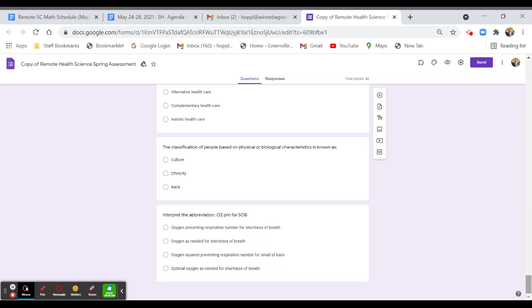Interpret the abbreviation. O2 PRN for SOB. Oxygen preventing respiration number for shortness of breath. Oxygen as needed for shortness of breath. Oxygen squared preventing respiration number for small of back. Or optimal oxygen as needed for shortness of breath.